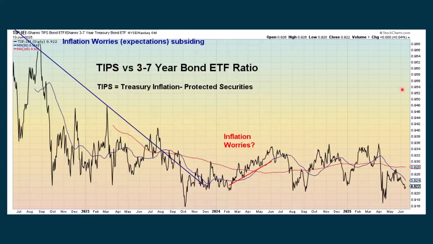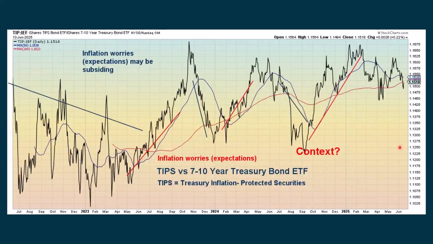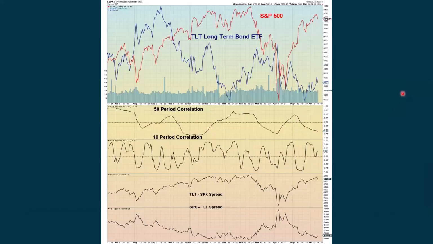Then we use that same approach and we look at TIPS, which are Treasury inflation protected securities, which do adjust for inflation, and usually they're shorter term, and we do a ratio of 3 to 7 year bonds. This ratio is actually declining. If this was going up, the market would be more concerned about inflation worries. Then we look further out with TIPS to 7 to 10 years, also just kind of chopping around, going sideways. We went up there for a little while, but now we've been coming back down. This suggests that the market's not really worried about inflation.